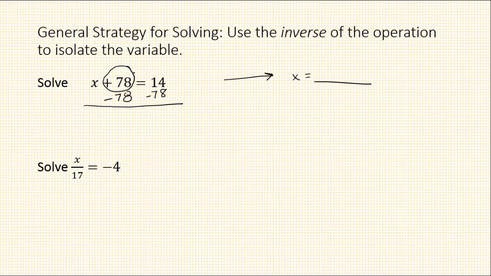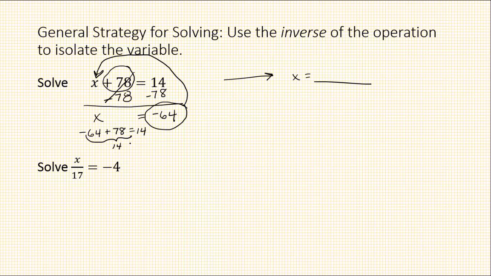This is now equal to 0. X is still here. X plus nothing is still X equals -64. So X equals -64. Now, take the solution that you think is correct and check it by replacing X with the number you got for a solution. You check and see, is this a true statement? What is -64 plus 78? Turns out it's 14. So this is true, and you've checked your solution so you know it's correct.